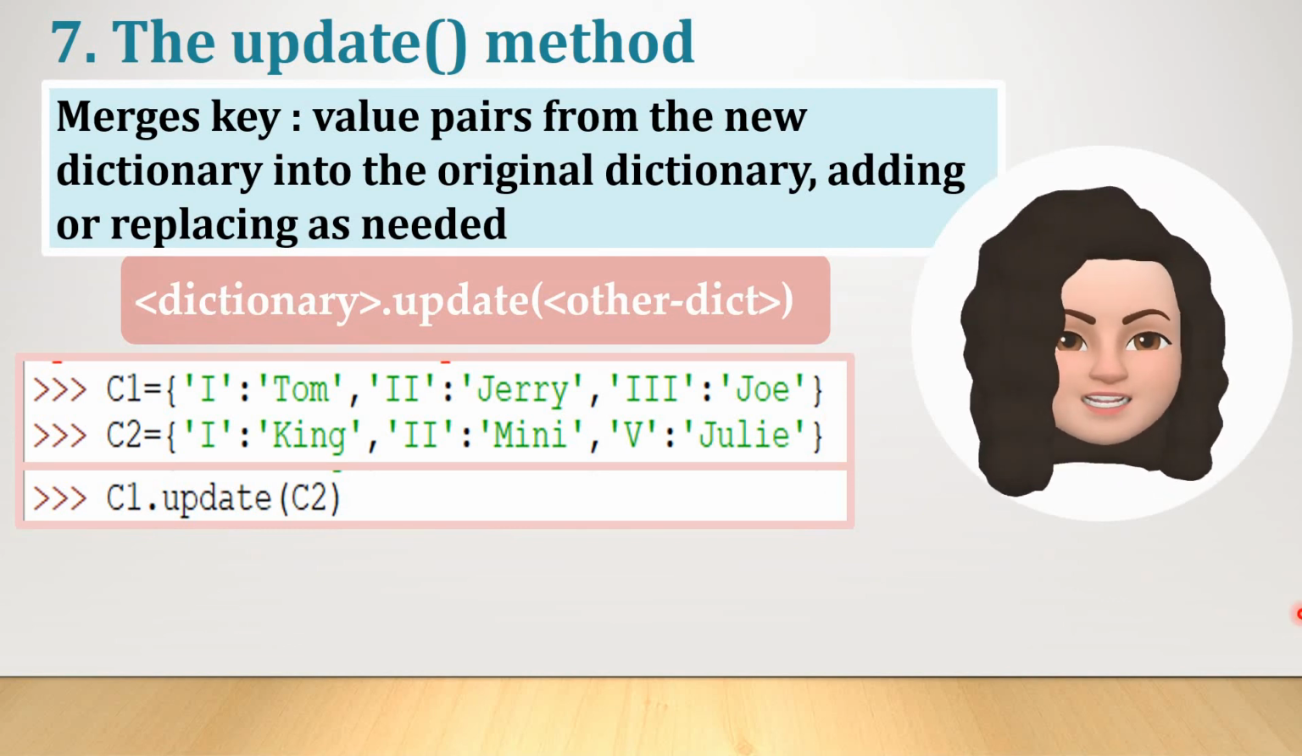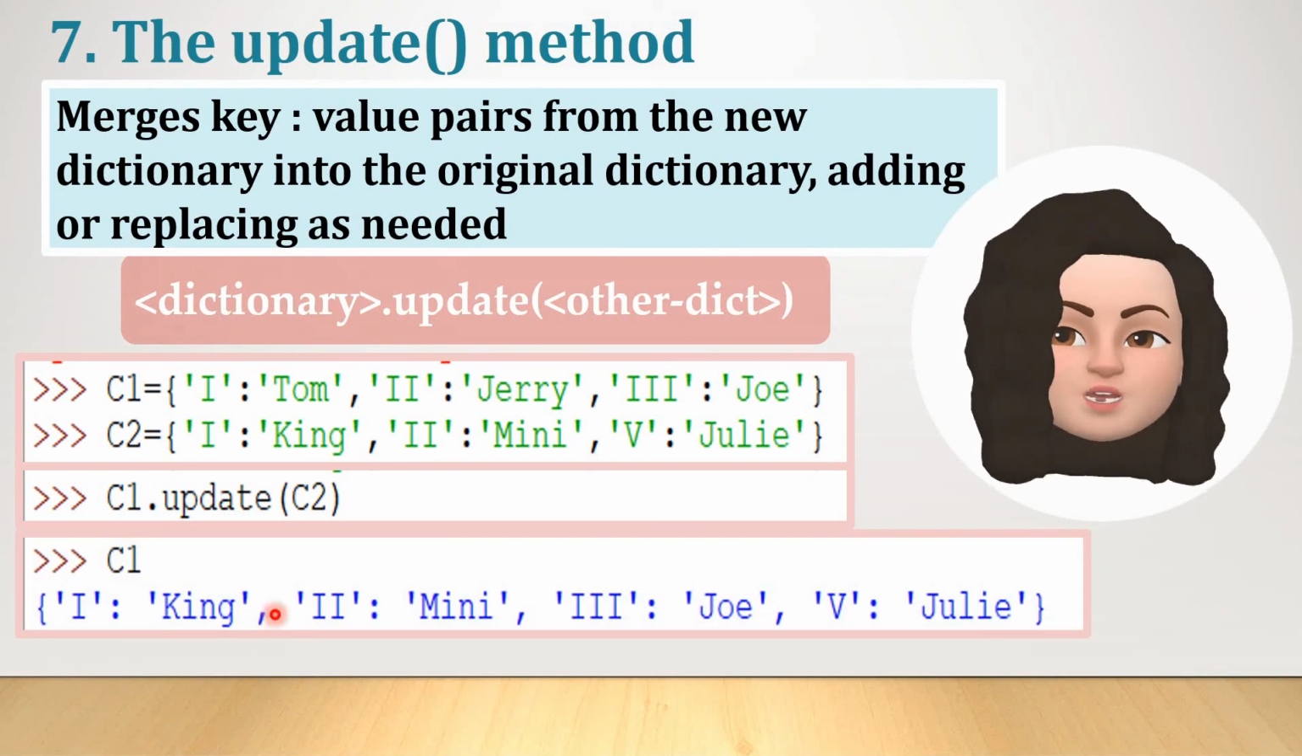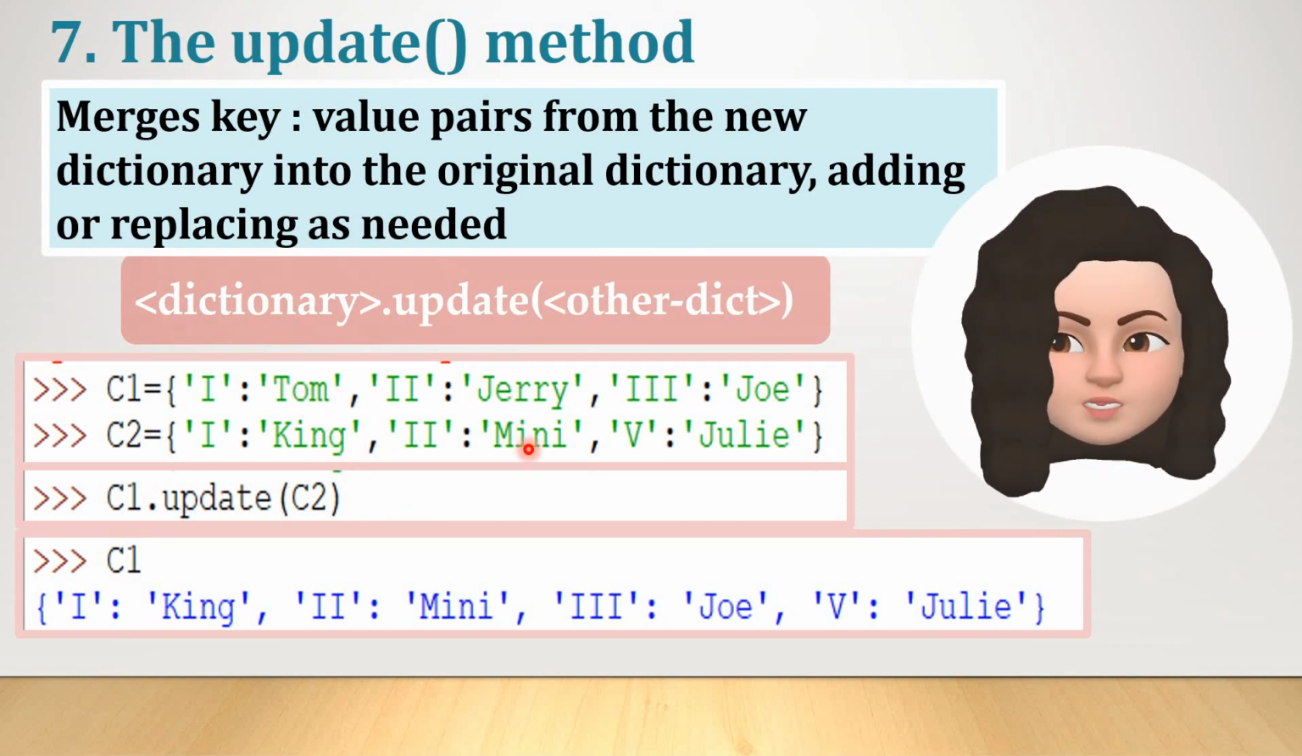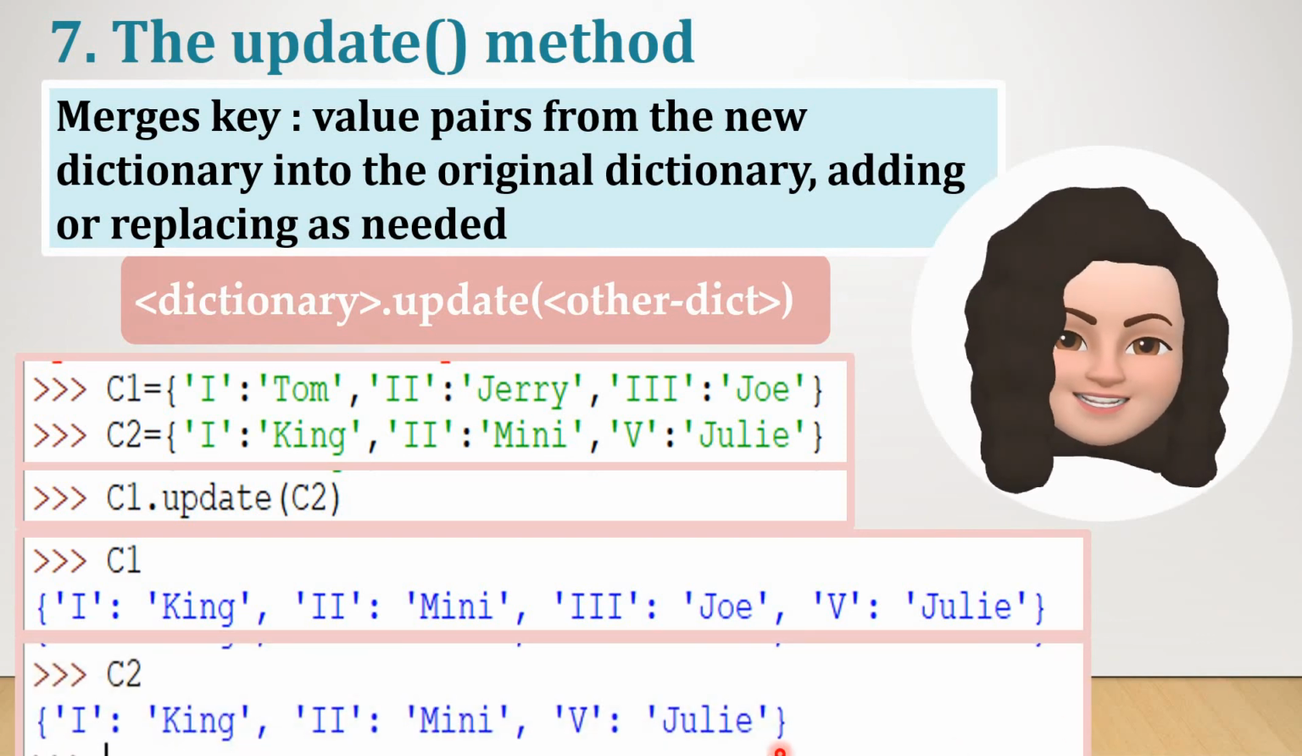Now, let's see the dictionary C1. 1: King, 2: Minnie, 3: Joe, 5: Julie. So the first value is replaced with King. The second value is replaced with Minnie. Third, there is no change. A new key value pair is added. And we can see the dictionary C2. There is no change in this dictionary. Only changes are made in C1.